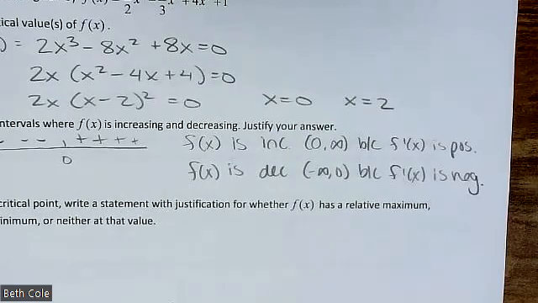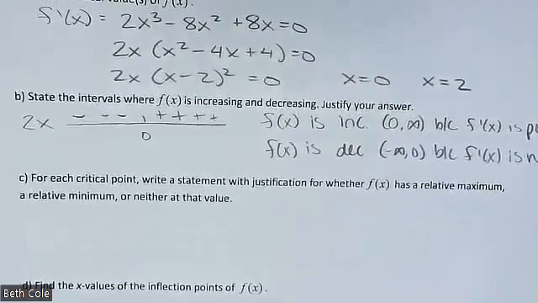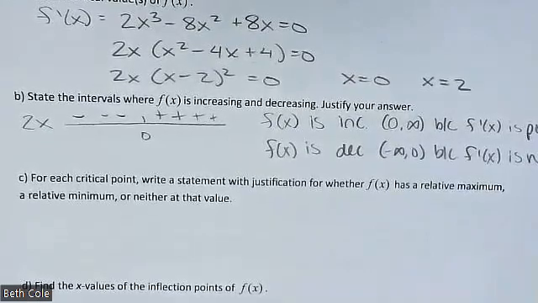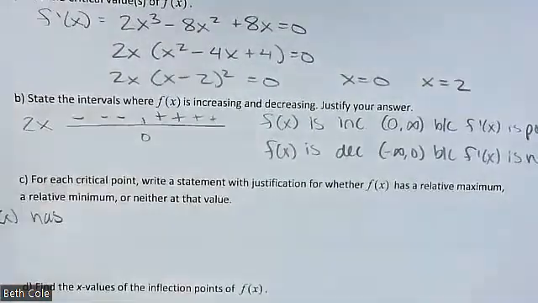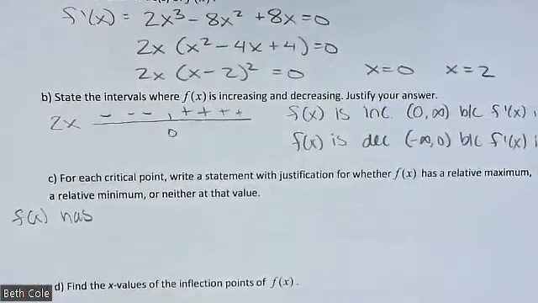All right, C, and they do this sometimes. For each critical point, how many critical points did we have? 2. We had 0 and we had 2. So you're going to have 2 sentences, all right? Write a statement with justification for whether f of x has a relative maximum, minimum, or neither. So again, it's going to be f of x has, and let's do 0 first because that's the one that's actually going to have something.